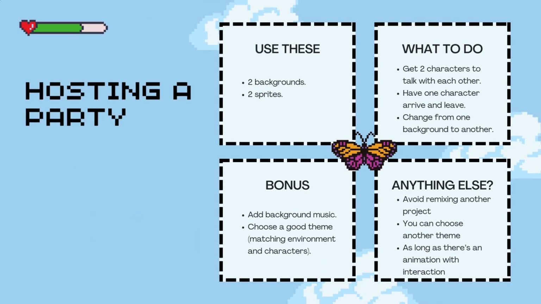Now it's time for you to try to do your own animation story. Start a new project and choose the following. Use at least 2 backgrounds and 2 sprites. Get the 2 characters or sprites to talk with each other. Have one character arrive and leave. Change from one background to another. A bonus would be to add background music, use a good theme, and use matching environment with characters.